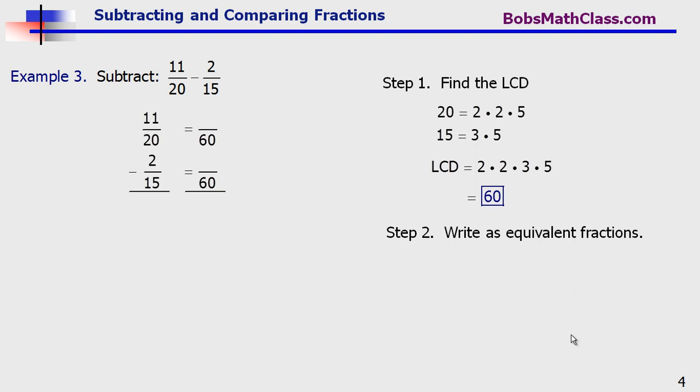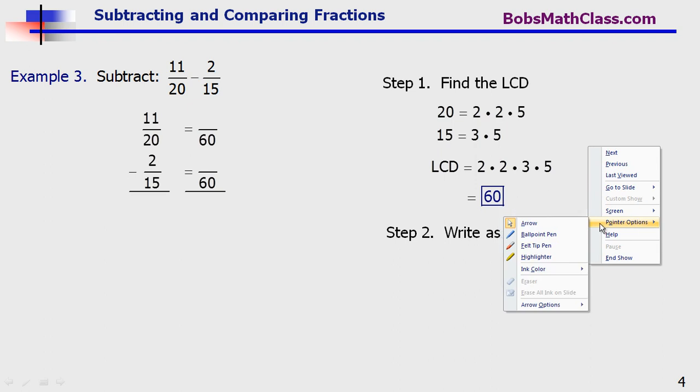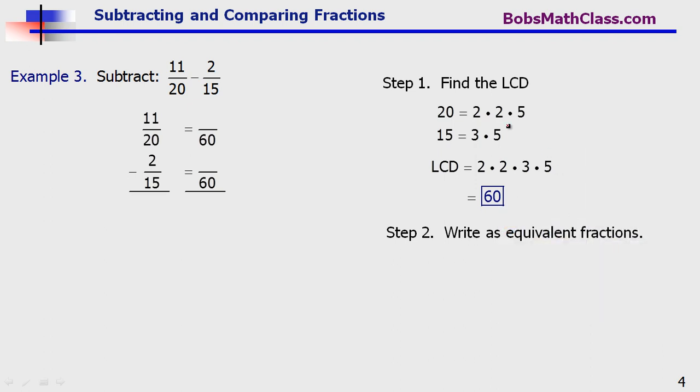Okay, so 20 times what number is 60? Now, you could either divide 20 into 60, or see 20 times what number is 60 in your head, or you could use these numbers over here. Let me change this to a pen. 20 is a 2, a 2, and a 5. So if you cover up a 2, 2, and a 5, what's left? 3.